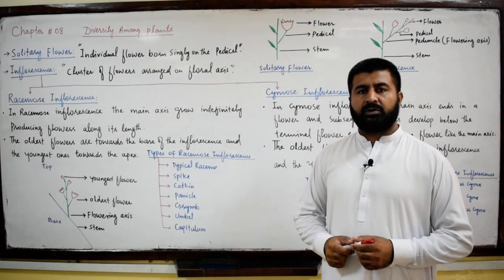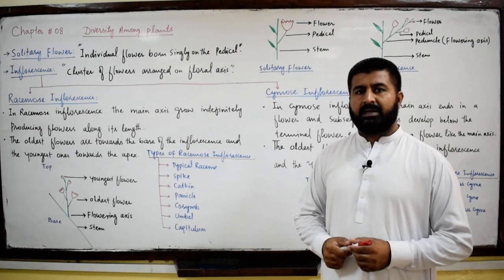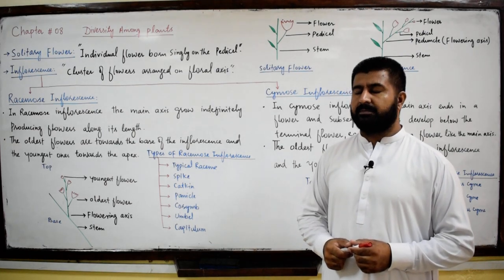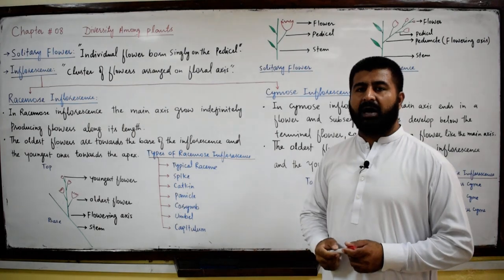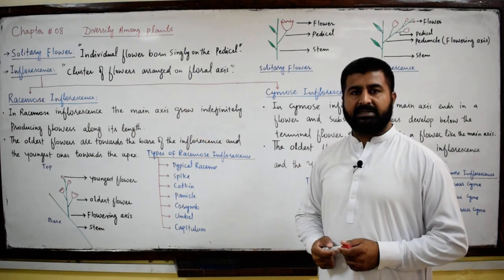Flowers are the reproductive parts of the plant. They may be present in two forms, that is solitary flower or inflorescence.